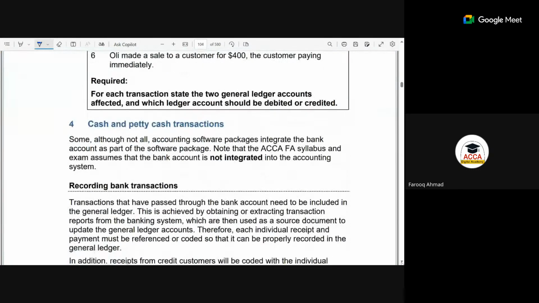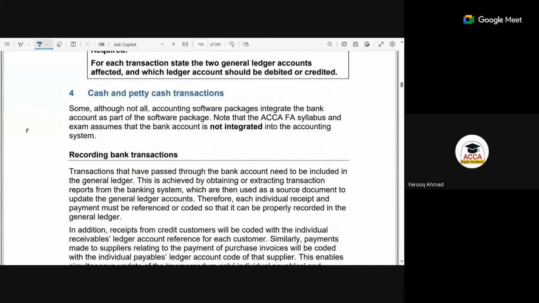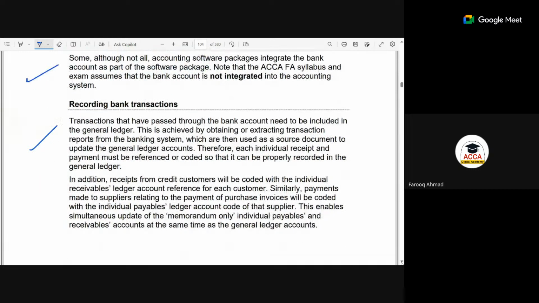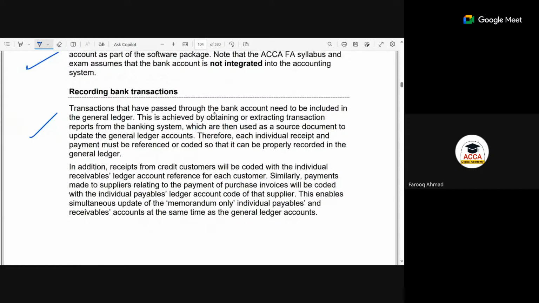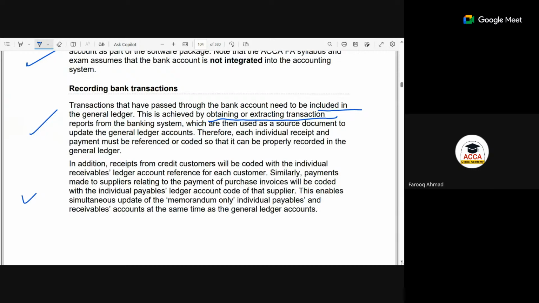Cash and petty cash transactions. Some, though not all, accounting software packages also handle bank transactions. Recording bank transactions, as we have already discussed: a transaction that passes through the bank account needs to be included in the general ledger. This is achieved by extracting the transactions from the bank, like a T account, which we have just seen above.